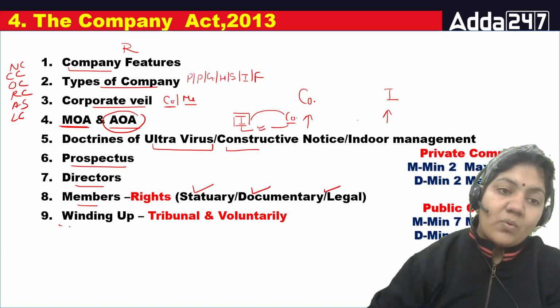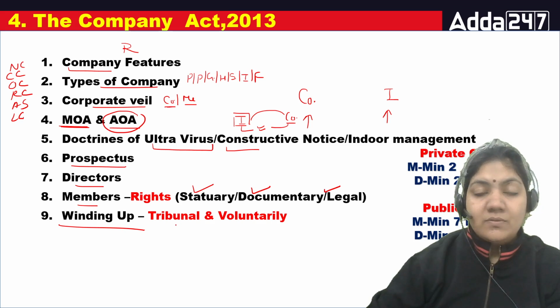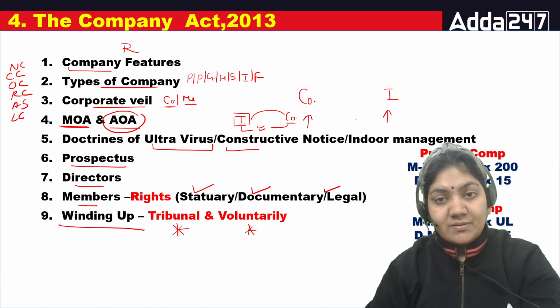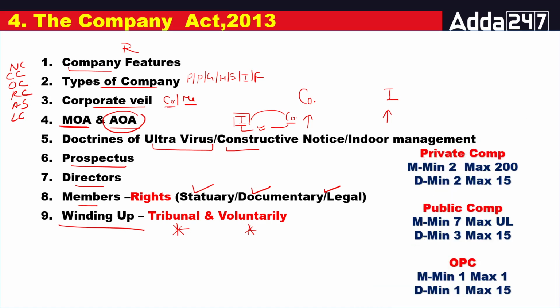If we talk about winding up, in winding up the company can be ended with the help of a tribunal, and the company can also be ended with a voluntary decision. That's it. Now if we talk about the maximum, in a private company, members minimum 2, maximum 200. In a private company, directors minimum 2, maximum 15.